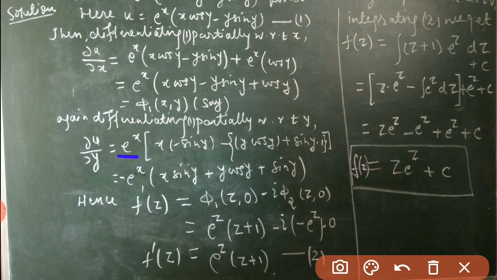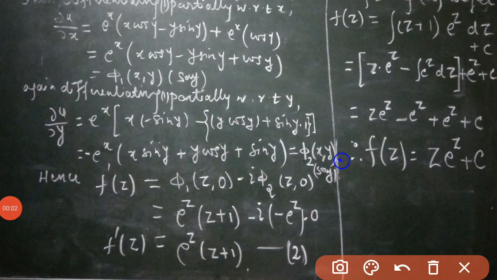So e to the power x is taken outside. And now we have the term minus y cos y. Minus y sin y, when differentiated, gives cos y, so minus y cos y. And then since we have brackets, we write the plus sign, and then the y term gives only sin y. Now simplifying this bracket, minus is taken outside. So minus e to the power x bracket x sin y plus y cos y plus sin y. And we call this function phi 2 of x, y. So here is our phi 2 of x, y.